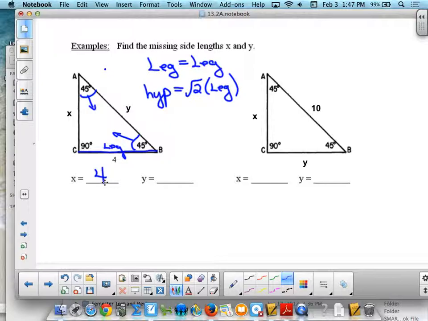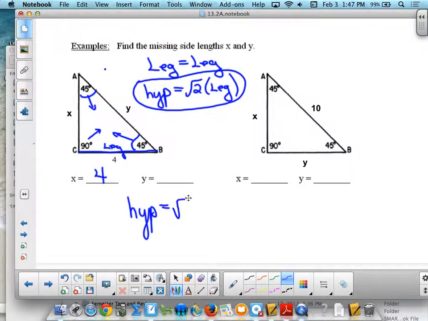Okay. So, the 45 turns out to be a very simple one. To get the hypotenuse, opposite of 90 is the hypotenuse, you can follow this formula right here. It's just going to be hypotenuse equals square root of 2 times the leg. What's the leg? 4. Is there much to do there? 4 square root of 2. Yeah, there's not much to do. You can't even multiply those two, so you just write it down. 4 square root of 2. Done.